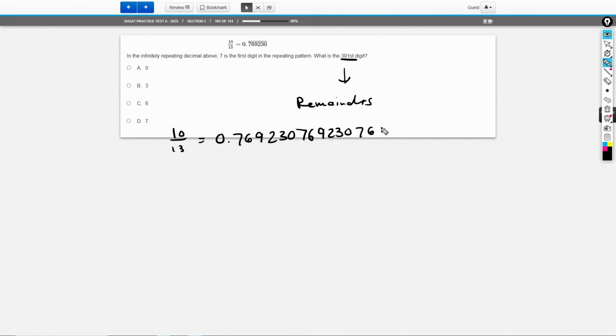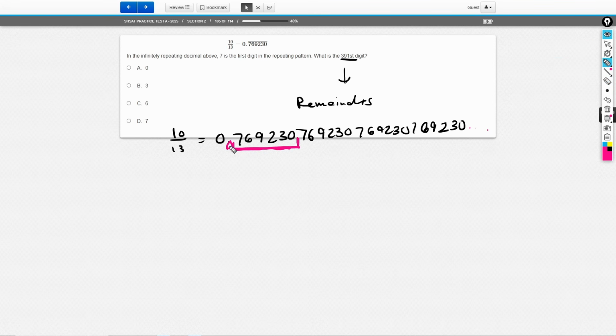769230, 769230, 769230, okay? And it goes on forever, essentially. If I look at the pattern, it is 769230. This is the unit that will keep repeating forever. This unit is technically 1, 2, 3, 4, 5, and 6. It's 6 numbers long, okay?